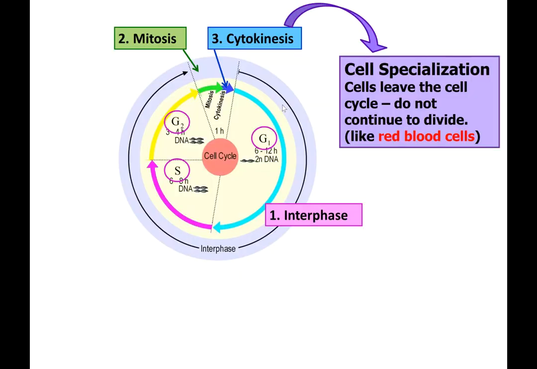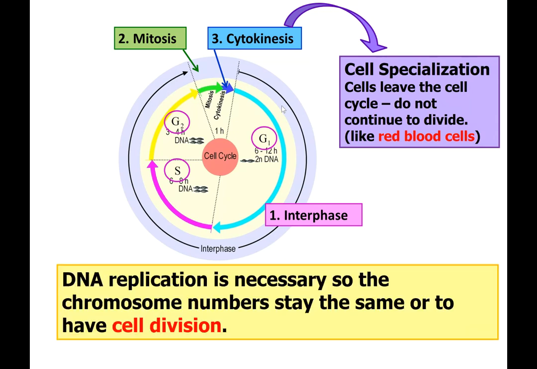Some cells don't continue in the cell cycle. An example of this is red blood cells. They don't have a nucleus, and so they cannot divide. DNA replication is necessary so the chromosome numbers stay the same, or to have cell division. If you don't first duplicate the DNA, there's no way to divide a chromosome in half.